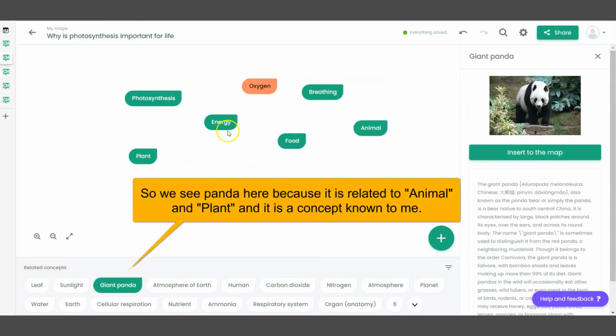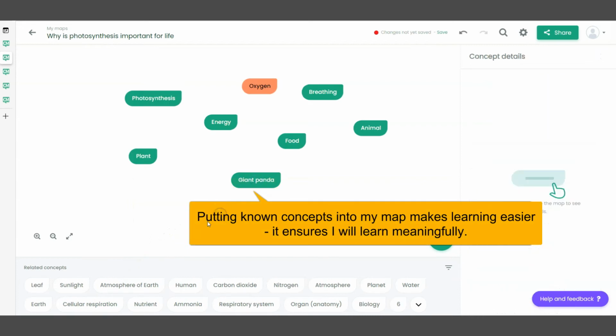So we see panda here because it is related to concepts animal and plant, and it is a concept known to me. Putting known concepts into my map makes learning easier. It ensures I will learn meaningfully, linking new concepts to something familiar.